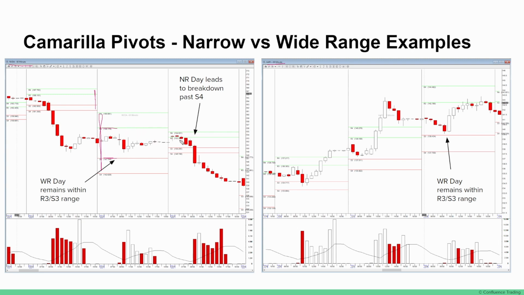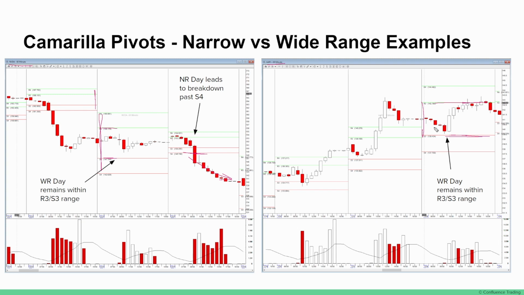The following day, you actually have a very narrow cam range again, and you can see that price breaks down past R4. So again, just to recap, wide range day, expect it to be within the R3 to S3 range. Narrow range days, bias yourself towards a breakout. There's another example of this on Apple. You can see that you get a much wider day here than the previous day and even the day before that. And generally speaking, you stay within the R3 to S3 range. So you'll see this pattern repeat itself over and over again.